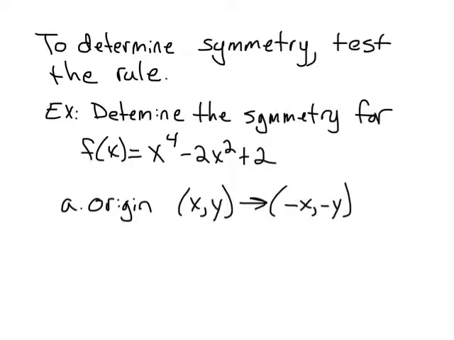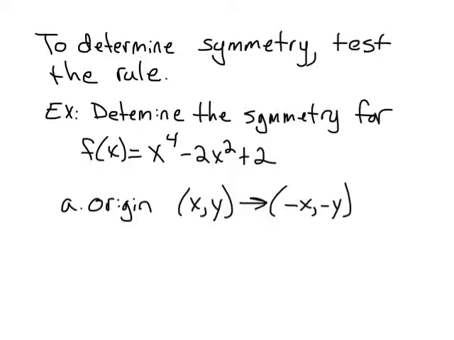So here we go. We have the function f of x is x to the 4th minus 2x squared plus 2. I want to determine the symmetry. I want to know if it's symmetric about the origin, the x-axis, the y-axis, y equals x, and y equals negative x. To do that algebraically, I could graph it and take a look, but let's say we don't have our graphing calculators with us, or maybe it's a relation instead of a function, which is more difficult to graph. So we're going to try all these algebraically just by using the rule.